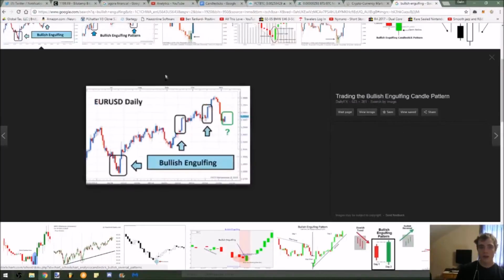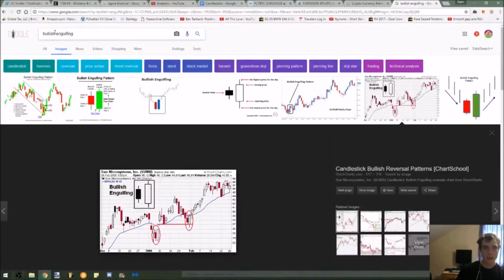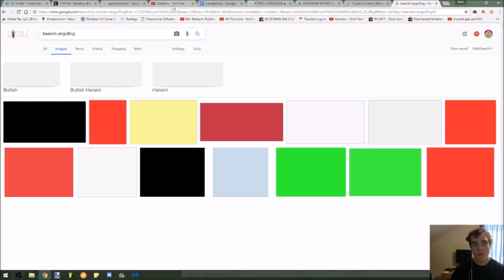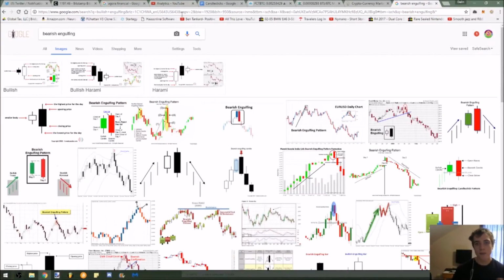Let me show you the other version of this candlestick. It's the exact same thing, just the other way around. So here's a bearish engulfing. Now remember, the most important thing is, what is your buy price?